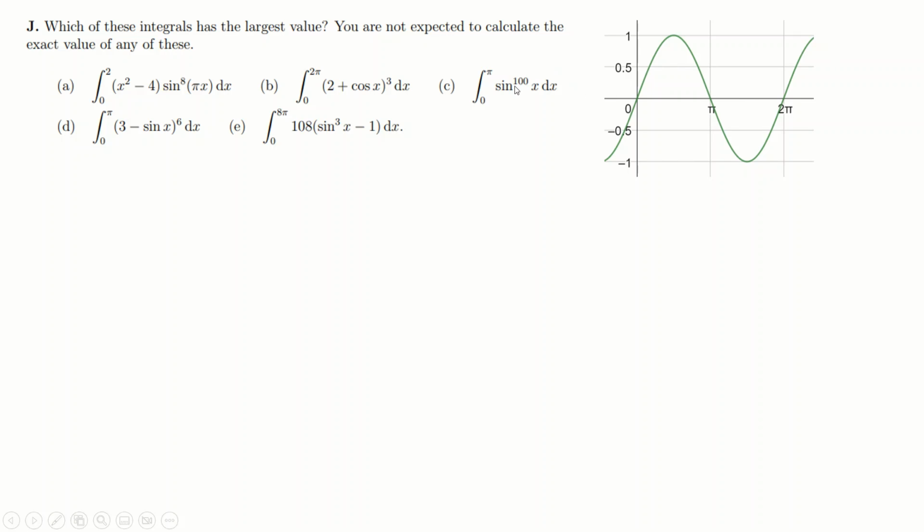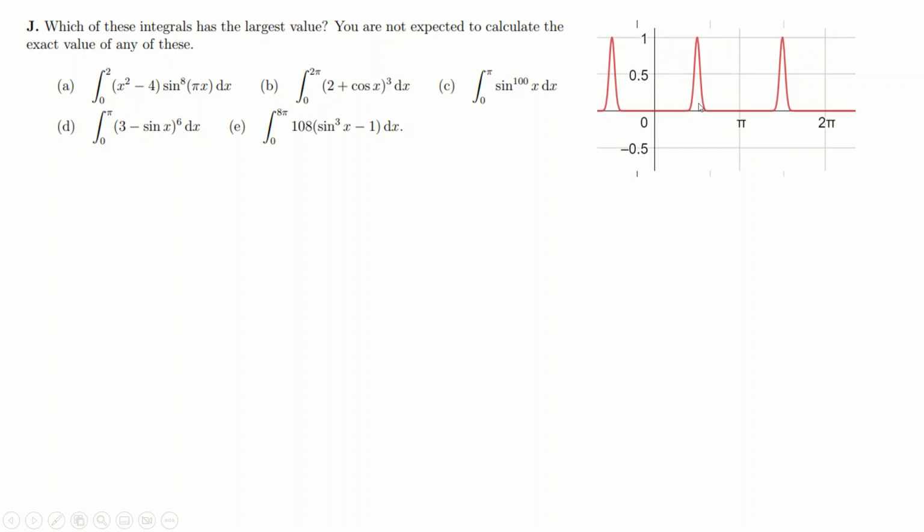So this graph, when sine of 100, is really, really small, all the way up until we get close to 1. Now 1 to the power 100 is 1, so it must make its way to 1 really, really steeply here, and then crawl back down again, and then do it again. And in fact, if you put it in a computer, it looks like this.